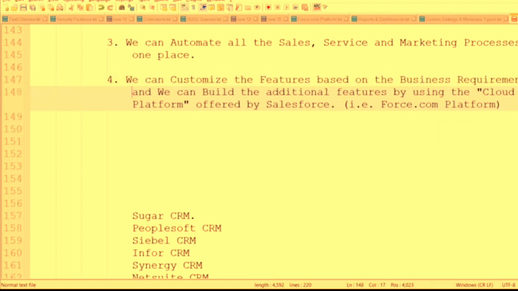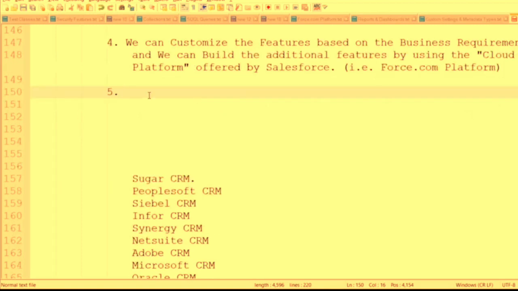During the demo session, we have discussed Salesforce is not only offering the CRM application, they have offered a platform also that is called the Force.com platform. Now, next one. By using this Salesforce CRM, we can maintain a 360-degree view of the customer. What do you mean by this 360-degree view? What exactly is the 360-degree view?